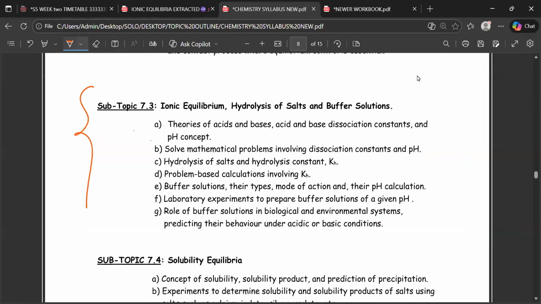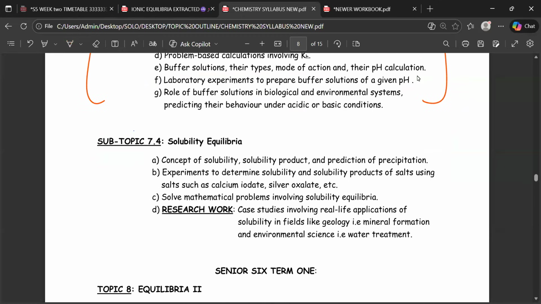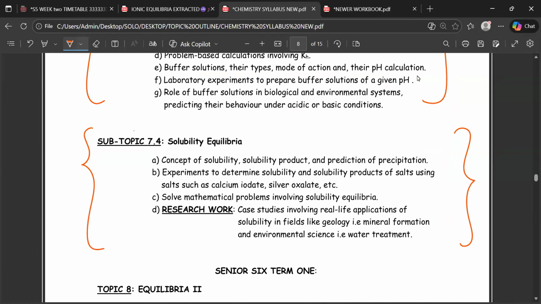The third subtopic is here: ionic equilibrium, hydrolysis of salts, then buffer solutions. This is where we find acids, bases, and salts. But for salts, we strictly look at their hydrolysis. So ionic equilibria takes on the acids and the bases, then when we begin salts, we just look at their hydrolysis. Then we end with buffer solutions, and it will be done. When buffer solutions are done, we can go to solubility equilibria, and from there, we go to Equilibria 2.